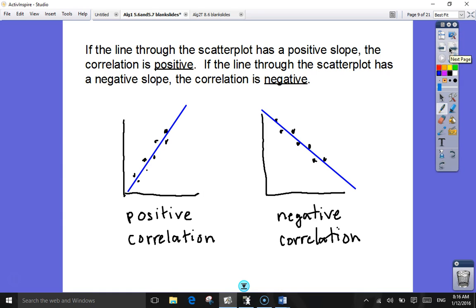Now, if it looks like the line that you would draw through the middle of those points has a positive slope, and you should know what that means, right? Positive slope means it looks like it's going up from left to right, then that's a positive correlation. If the line that you would draw through those points has a negative slope, that's a negative correlation, right? More of one thing leads to less of another. In this one, more of one thing leads to more of another.